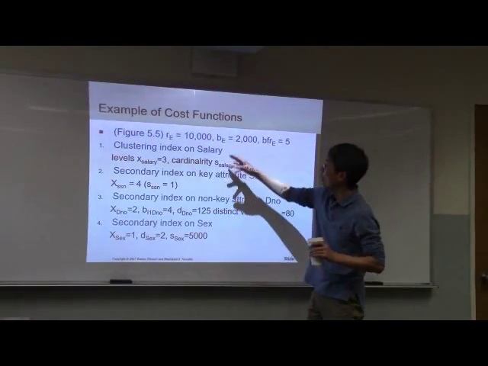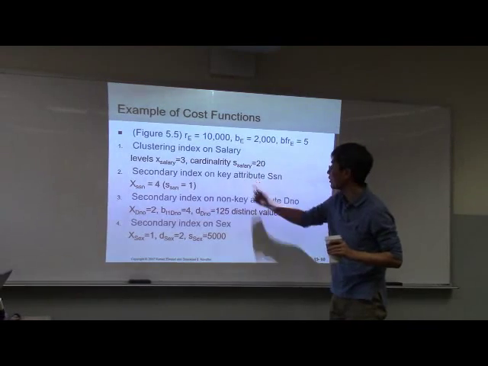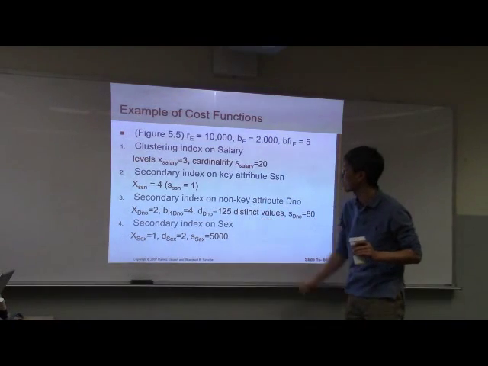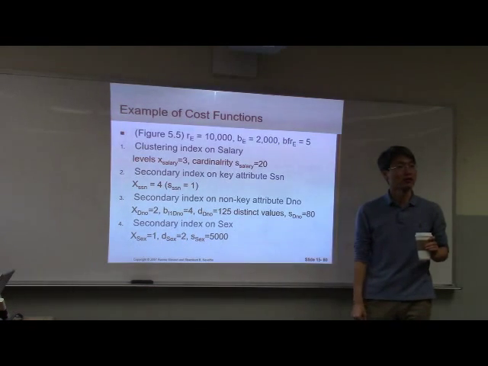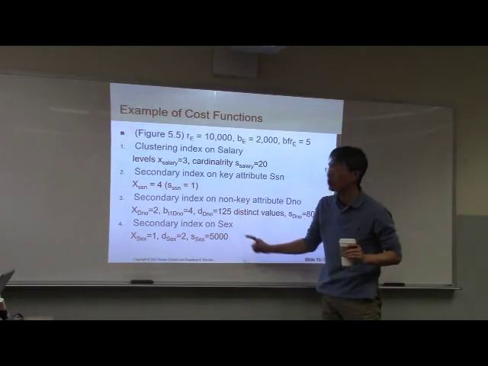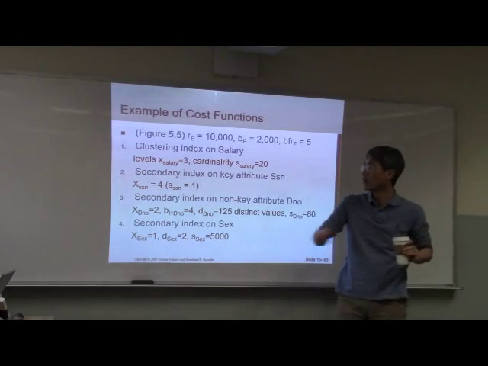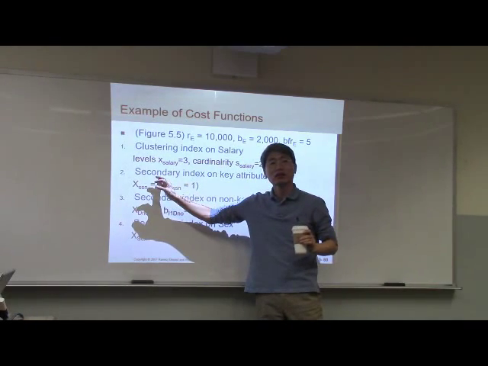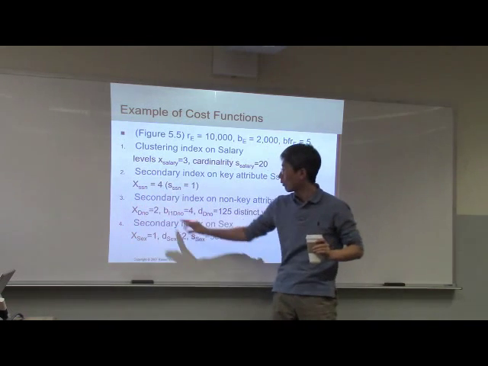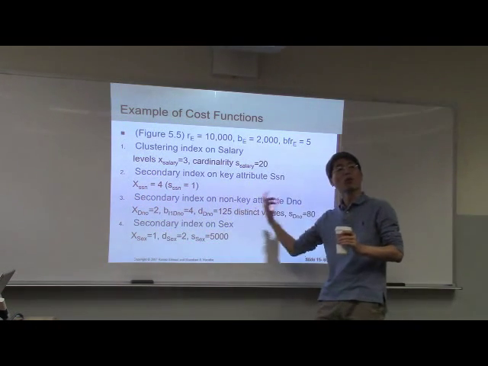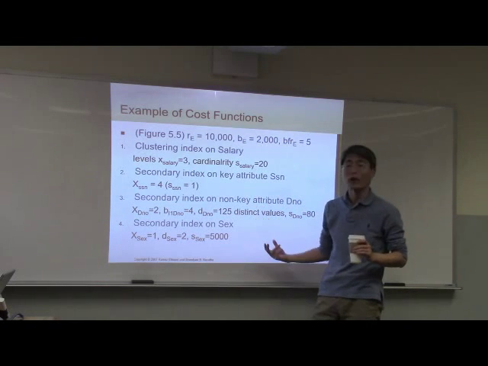Also, we have the one cluster index, a secondary index for SSN, another secondary index for DNO, and another secondary index for sex. Right? Then for each index, the most important thing is the level of that index, because that determines I/O. 1, 2, 3, 4, 1, 2, and 1. Then one more to the data file.